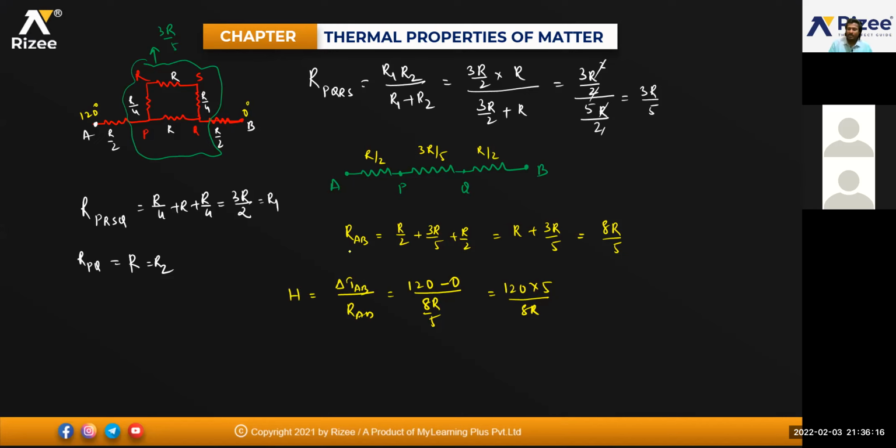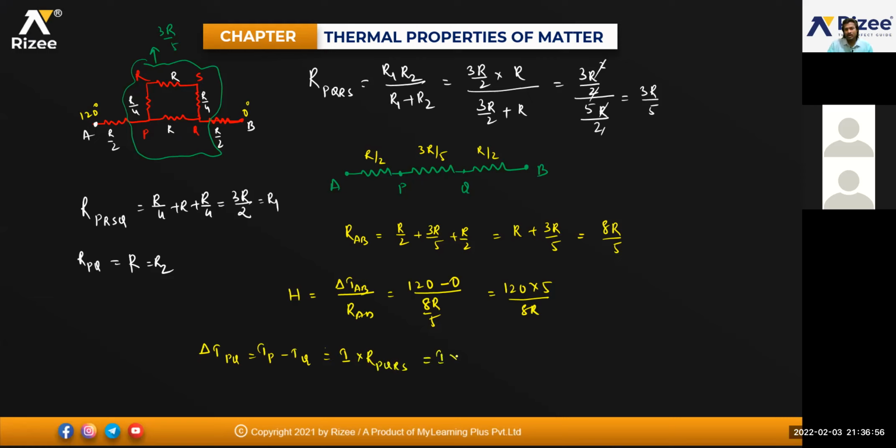Now what is being asked? Net temperature difference between P and Q. That will be temperature of P minus temperature of Q. So the temperature difference will be equal to how much, beta? This formula I am taking: I into resistance between P and Q. Resistance between P and Q is how much for me? This total resistance between PQ is 3R by 5.